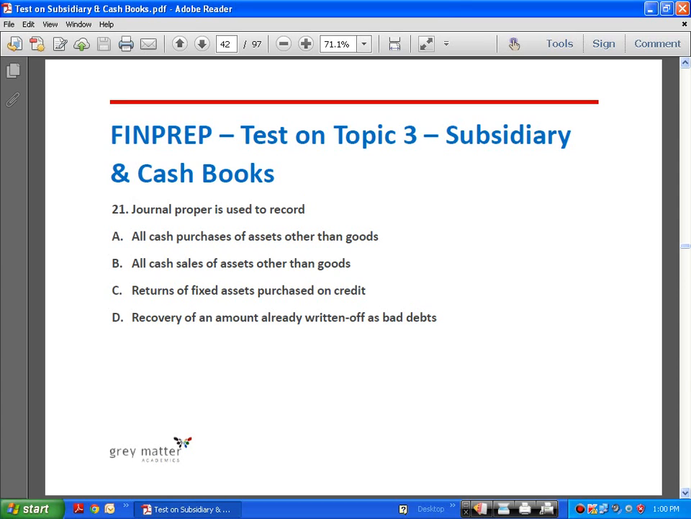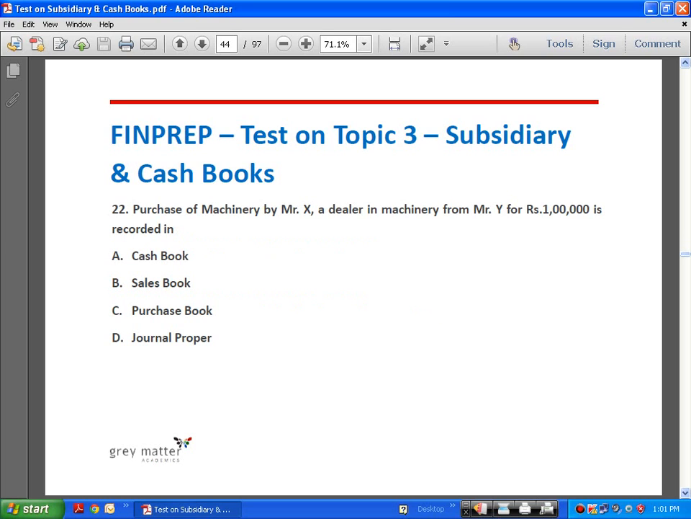D is not the answer because when we recover an amount which has already been written off as a bad debt, cash comes in, and the moment cash comes in, that entry has to be recorded in the cash book first. So answer is C. Next we come to question number 22.